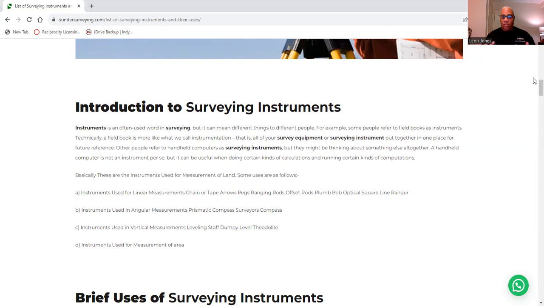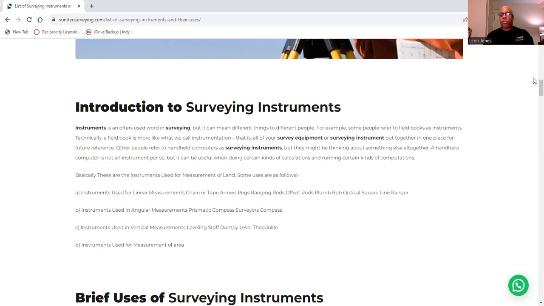Now, a handheld computer is not an instrument per se, but it can be useful when doing certain kinds of calculations and running certain kinds of computations. Now, what would be an example of a handheld computer? Well, a calculator. In the olden days of surveying, HP had a calculator called the HP 11C. Now, HP is Hewlett Packard, and one thing about HP calculators, they used a lot of Polish logic.